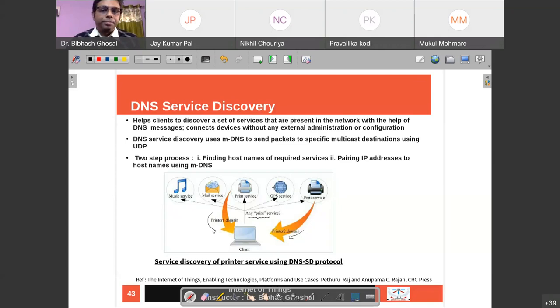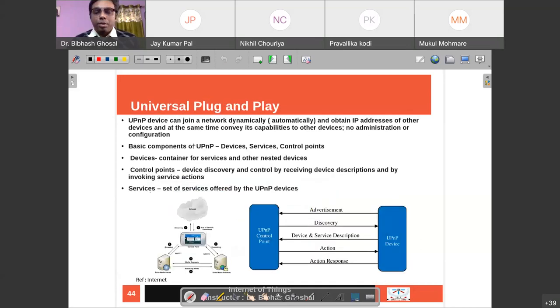Okay. So here we have a pairing of the IP addresses to the host names, and it actually uses mDNS. So this is a kind of discovery that helps clients discover a set of services, a very, very important task, because we have to use it.